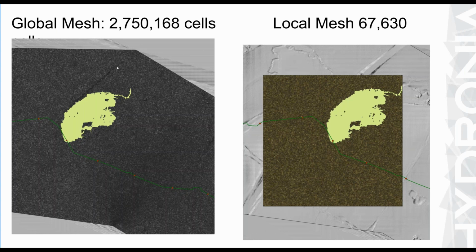Now, what we're doing instead of using the global mesh, we use a local mesh that is only applicable to each of its spills. This local mesh is much smaller, as you can see here. Now with a 70,000 cell mesh, we have enough cells to contain the flow here.